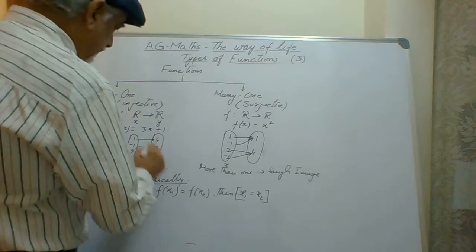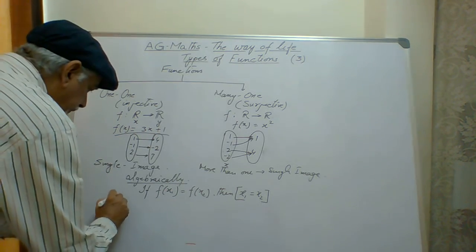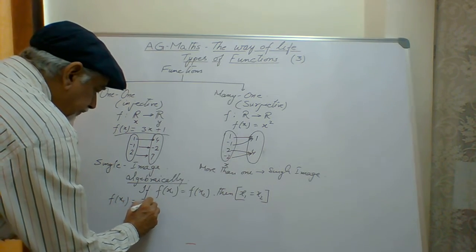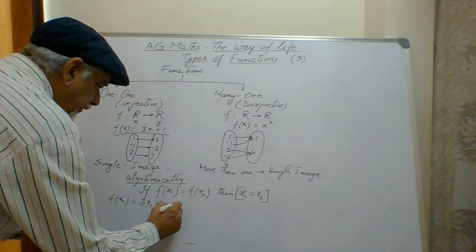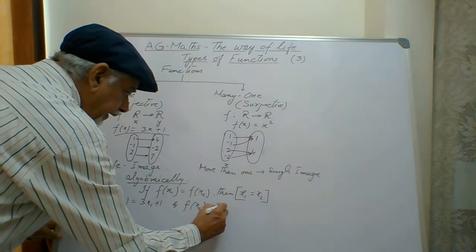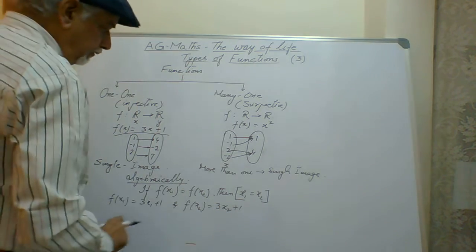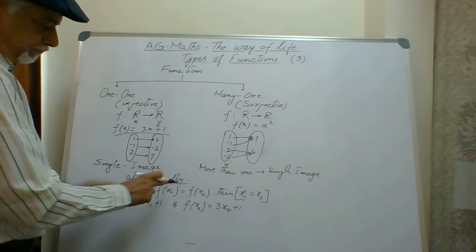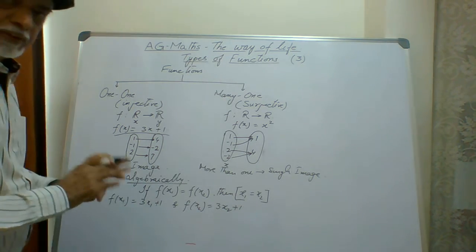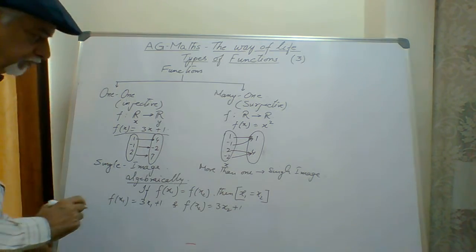Let us put x1, x2 in this function. So what will happen? I write f(x1), which is equal to 3 times x1 plus 1, and f(x2) is 3 times x2 plus 1. Now I have to equate. The given condition is that algebraically, if these two are equal, then the result should come as x1 and x2. We verify that. If it comes, then it will be called a one-one function.